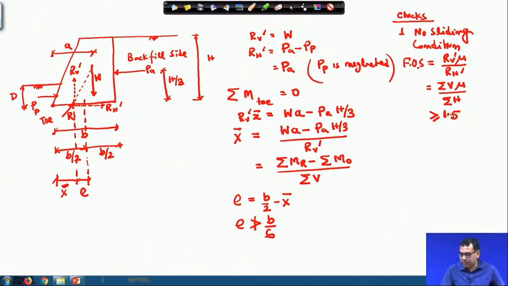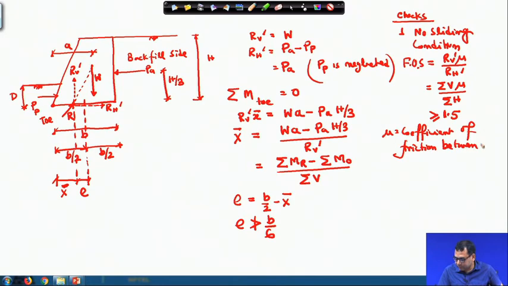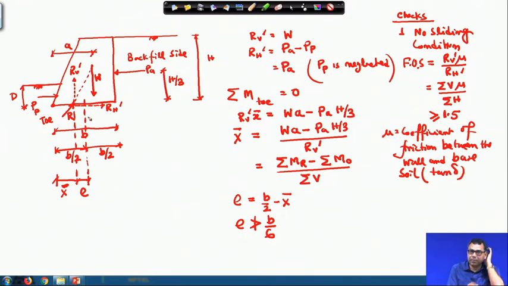So, this is 1.5. Okay. So, what is mu? Mu is the coefficient of friction between the wall and base soil. Generally, it is taken as tan delta. Okay? And remember that this delta is the delta of base soil. So, this is the first condition.